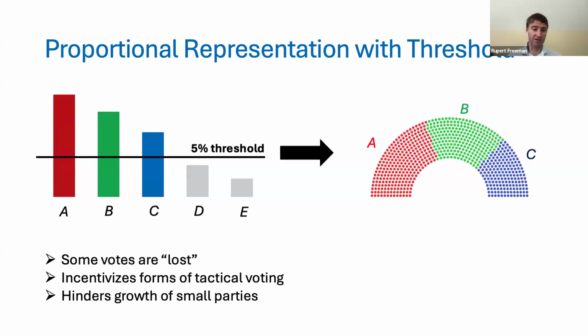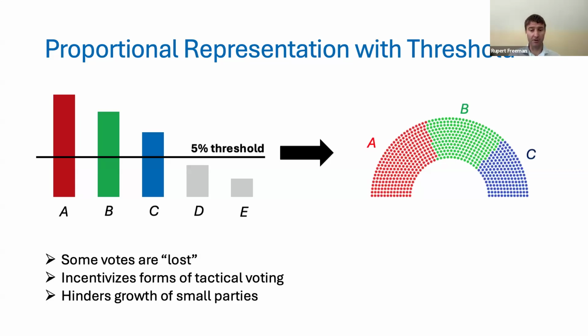Okay, so this comes with some costs. In particular, the one that we'll think about most in this work is that some votes are lost, in the sense that supporters of D and E have no influence on the seat distribution. As a direct result of this, these systems incentivize forms of tactical or strategic voting.